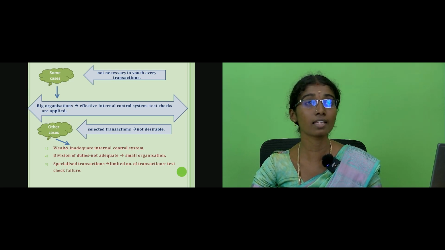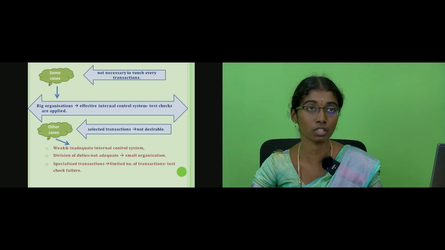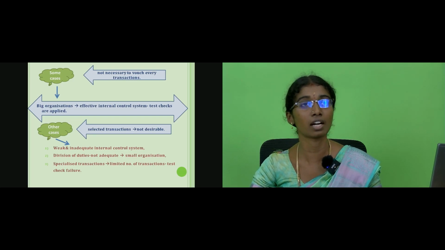And the last case is specialized transactions. In this case, only a limited number of transactions will be verified. While verifying those limited transactions, they might see some failures. Once they see some failures in checking that limited number of transactions, the auditor has to verify each and every transaction.